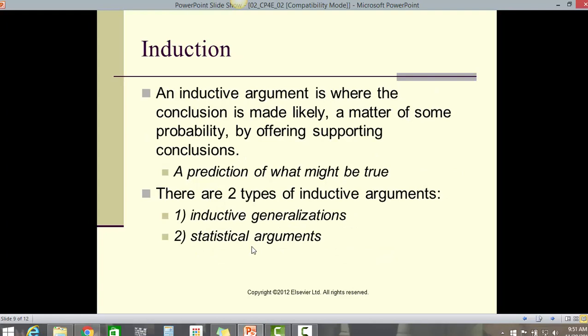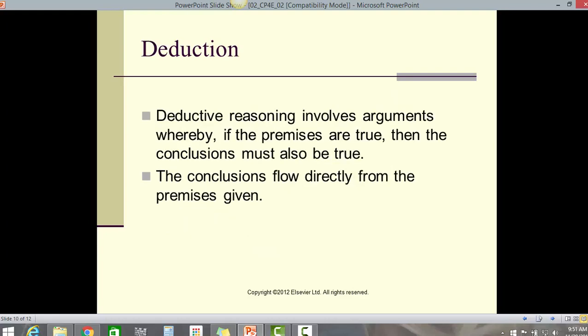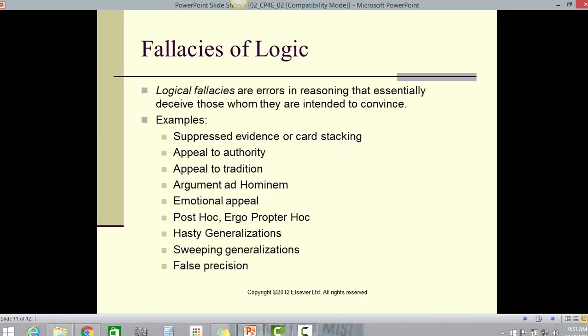Induction. An inductive argument is where the conclusion is made likely, a matter of some probability, by offering supported conclusions, a prediction of what might be true. There are two types of inductive arguments. 1. Inductive generalization, and 2. Statistical arguments. Deduction. Deductive reasoning involves arguments whereby, if the premises are true, then the conclusions must also be true. The conclusions flow directly from the premises given.